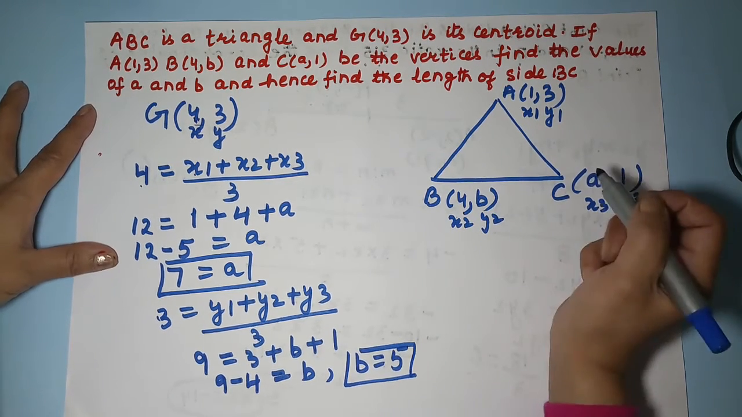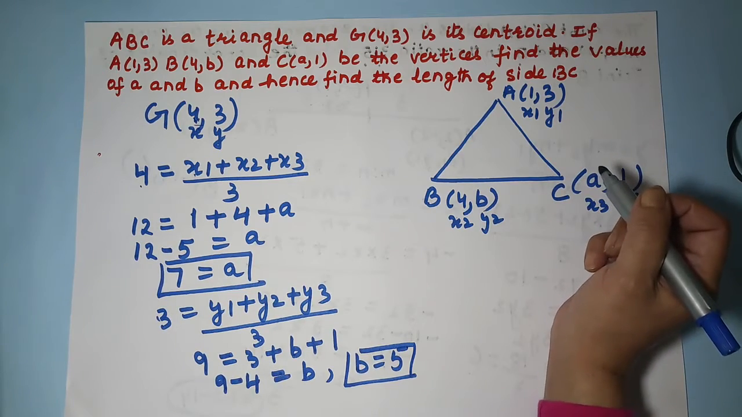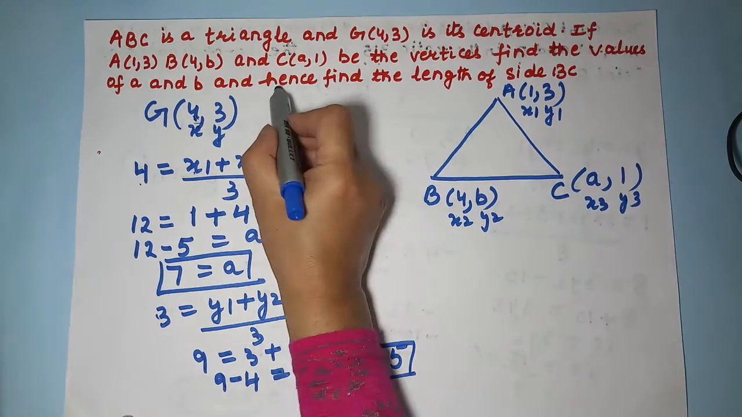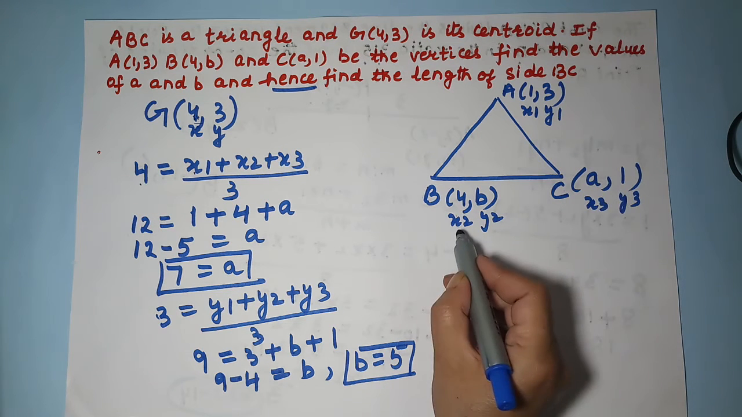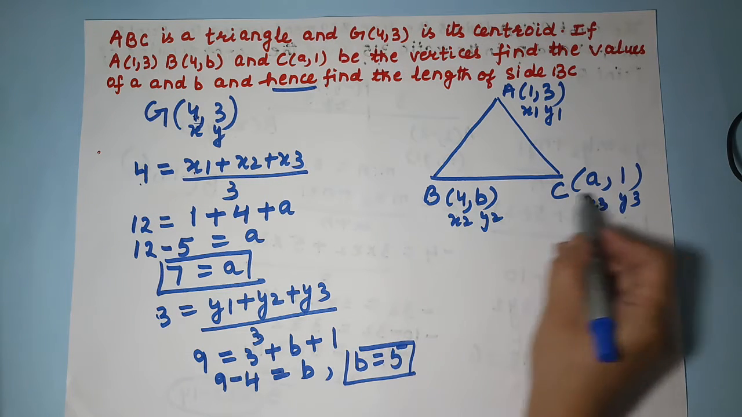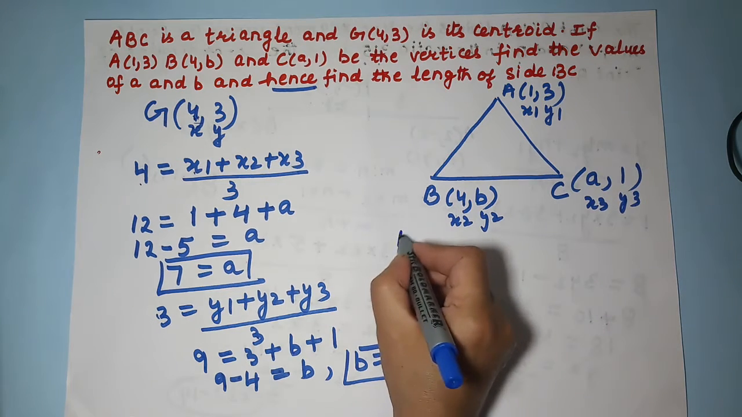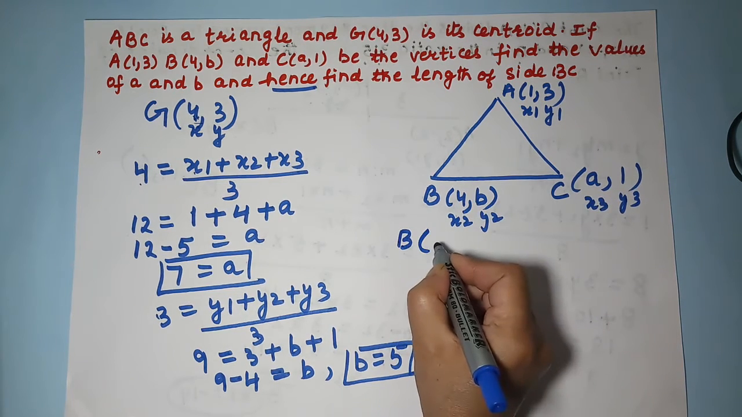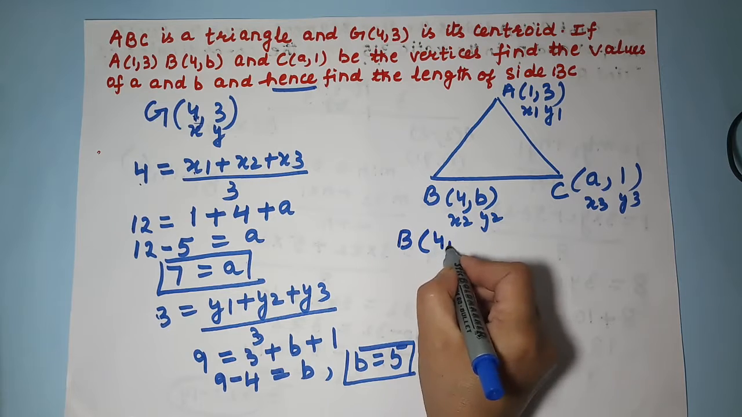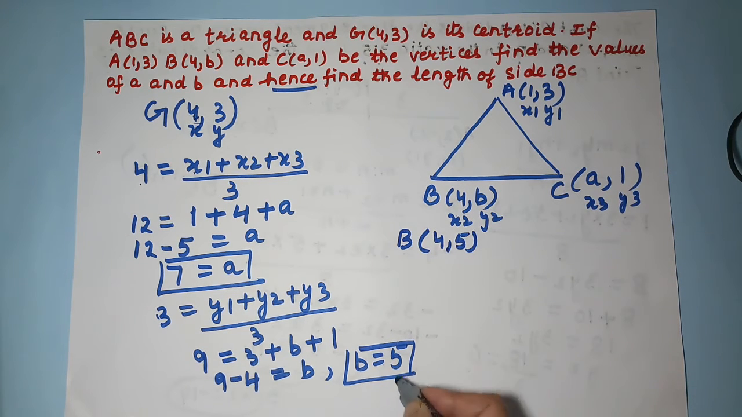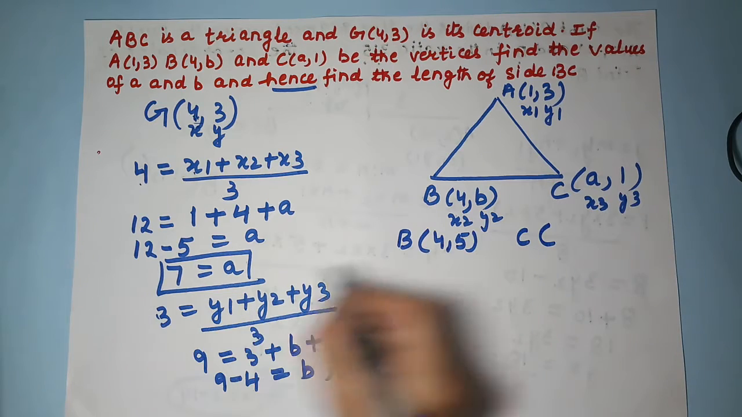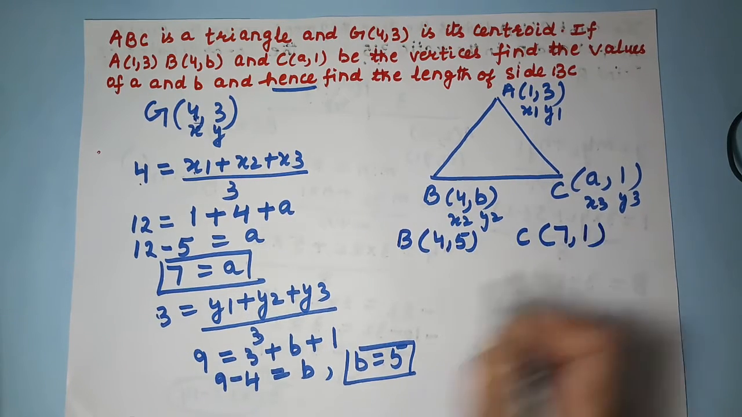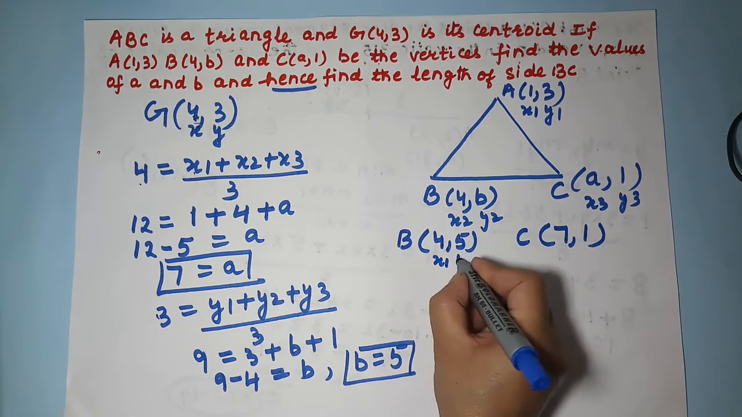Now he wants me to calculate the length of side BC. Hence, what does that mean? Using the values of a and b, you calculate the length BC. Now, what are the coordinates of B now? (4, 5), because b is 5. And what are the coordinates of C now? a was 7, so (7, 1). Now this becomes my x1, y1.